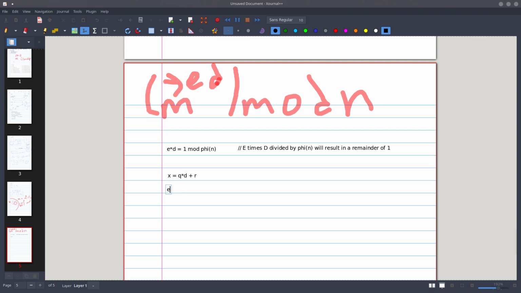All right then, so e times d is equal to, what is the quotient? We'll call it k. It doesn't matter what the quotient is, we don't really care. Times our divisor, phi of n, plus 1. 1 is the remainder here, a remainder of 1. That's really what modulus is computing, just a remainder.